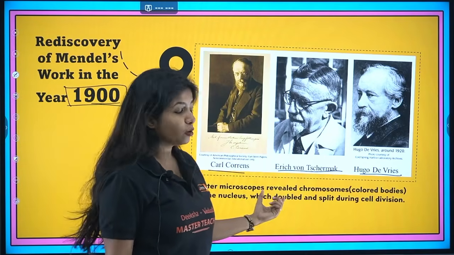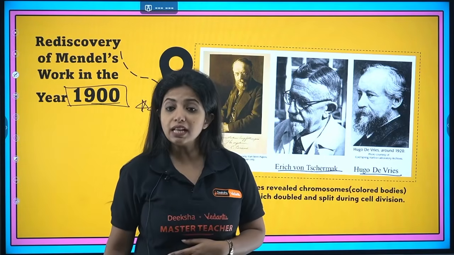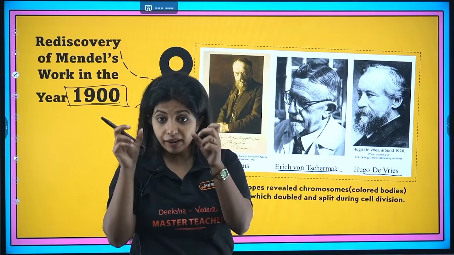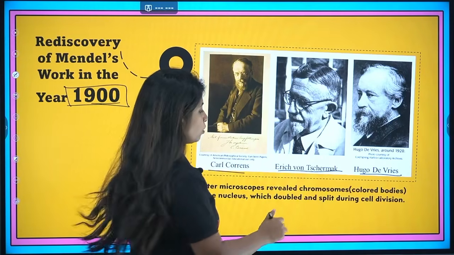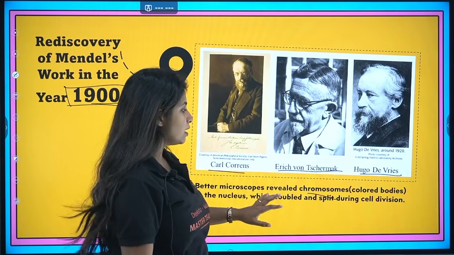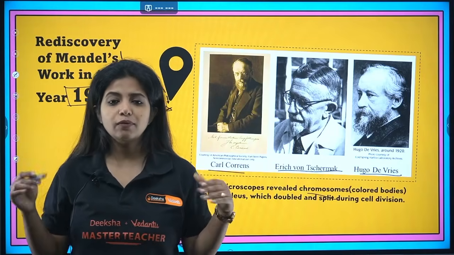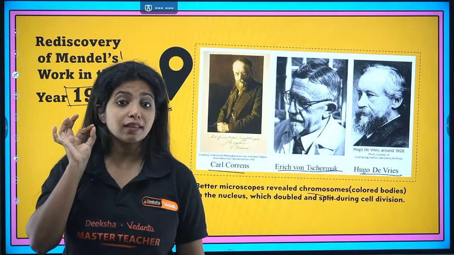Why? Because better microscopes were there, and by now they could reveal the structure of chromosomes. Why do you call it chromosomes? They are colored bodies. They can take up the stain, which is why you call them chromosomes. In the nucleus, which doubled and split during the cell division, they were able to find all of this, which is why they rediscovered Mendel's work in the year 1900.